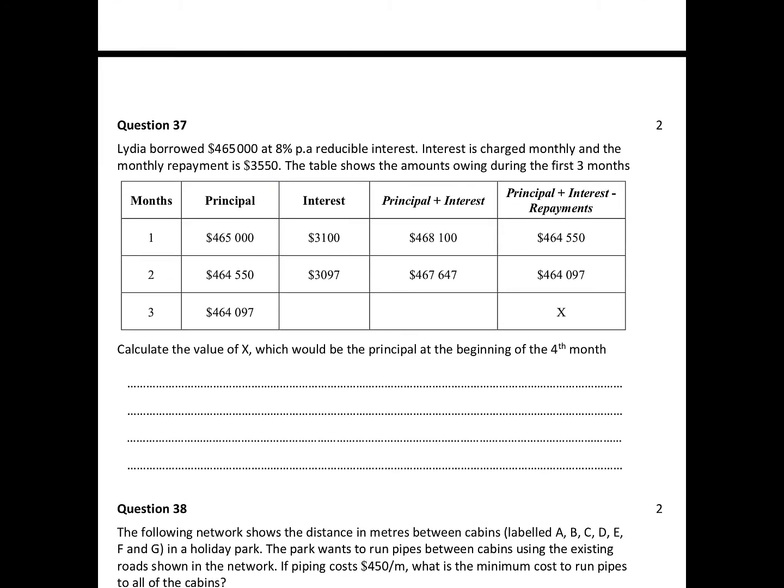Alright, question 37. Lydia borrows $465,000 at 8% per annum reducible interest. Interest is charged monthly and the monthly repayment is $3,550. The table shows the amount owing during the first 3 months. So we've got interest is charged monthly. So what do I have to do to this 8%? I need to convert it to a monthly rate. So that's 8 out of 12%.